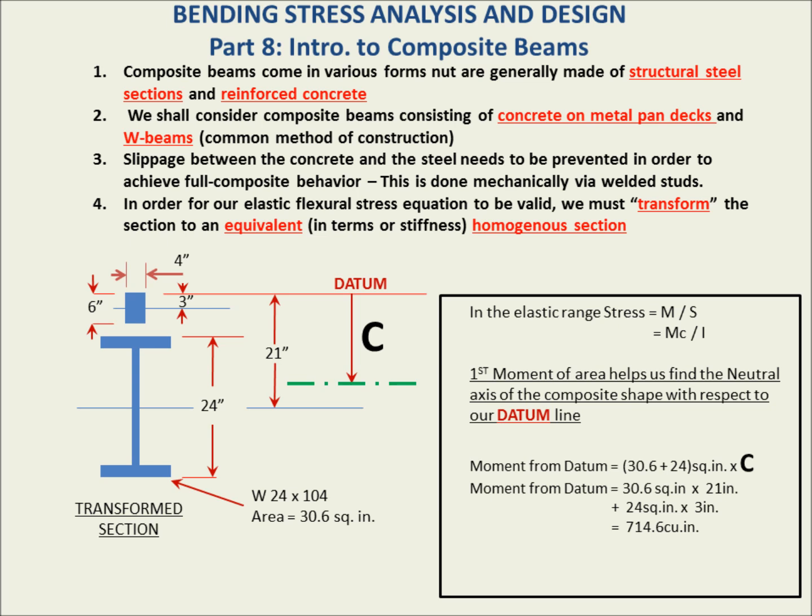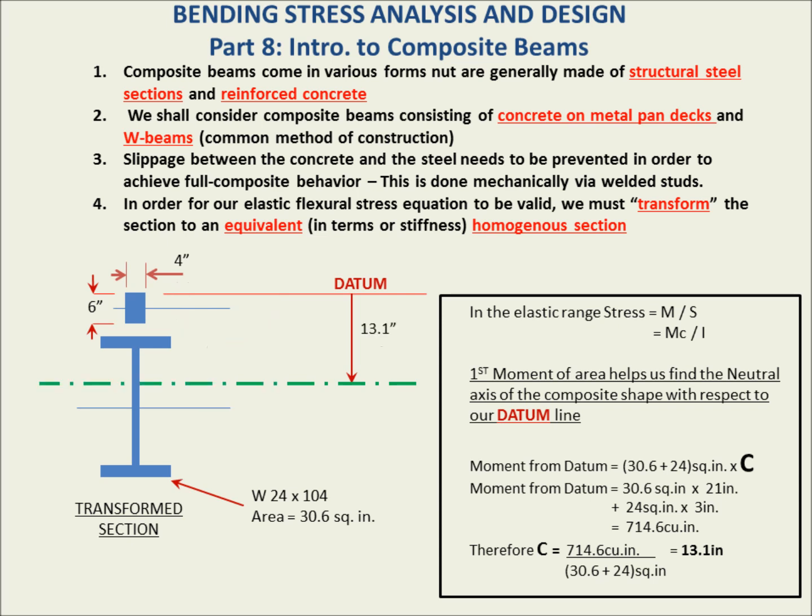So if we substitute that number for our moment in the first equation, we can find C, right? By simply rearranging the equation, we find that C is equal to 13.1 inches. And this is how we find the distance to the neutral axis using the concept of moment of area.